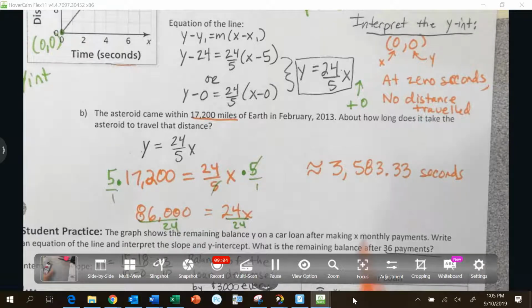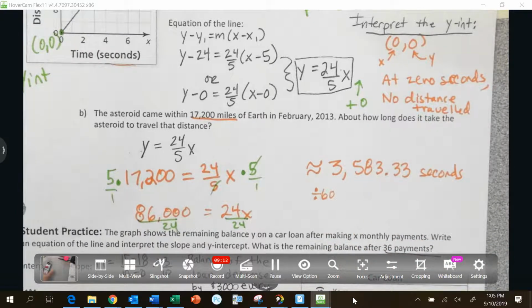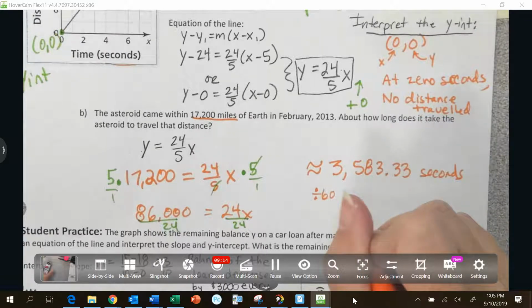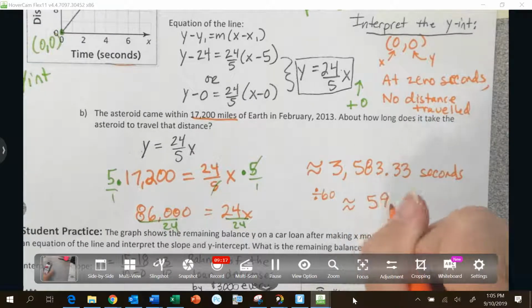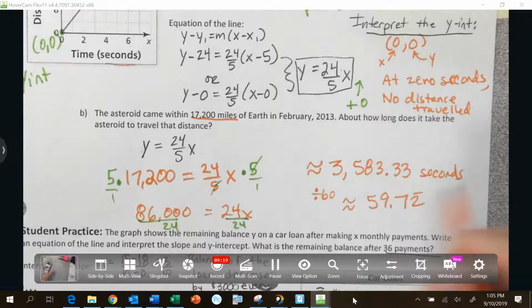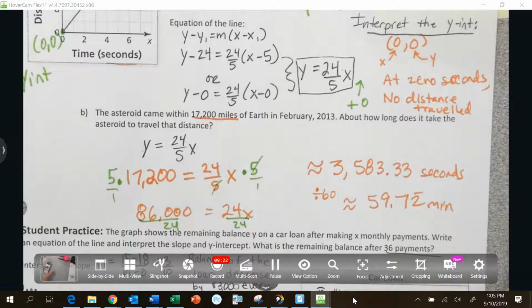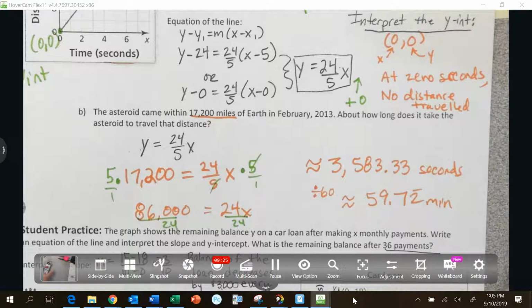Well, let's find that out. What would I do to this number to change it into something else? Divide by 60. If we divide that by 60, that changes it into minutes. 59.7, and it's like 2 repeating minutes. That might be closer to something I would say, or maybe you guys got under an hour. Say your goodbyes.